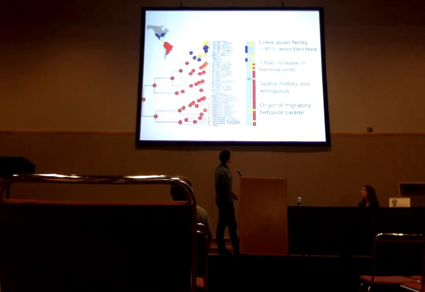So we have cases of paraphyletic species. We have cases of cryptic diversity.